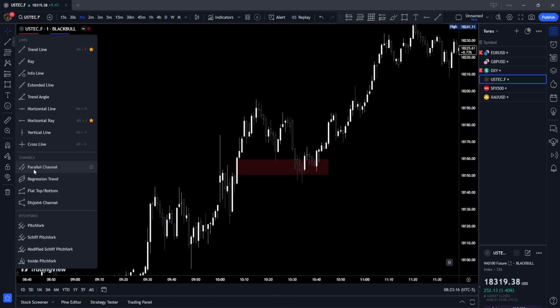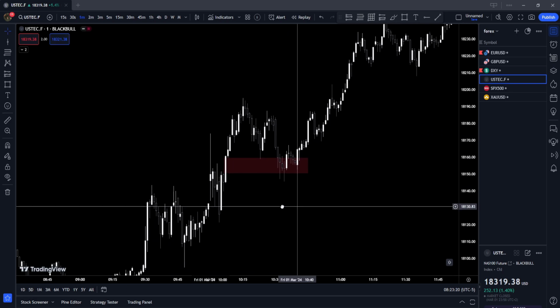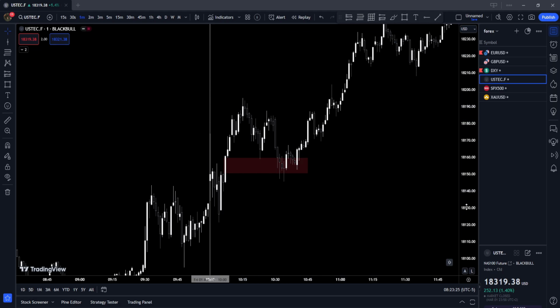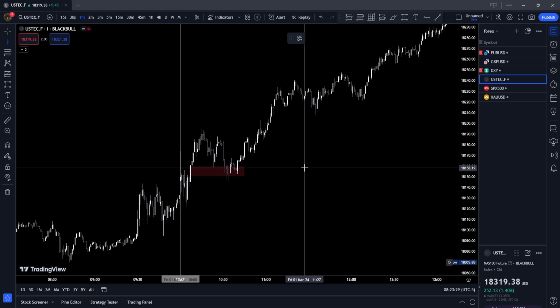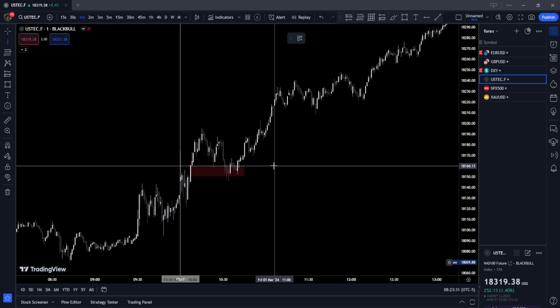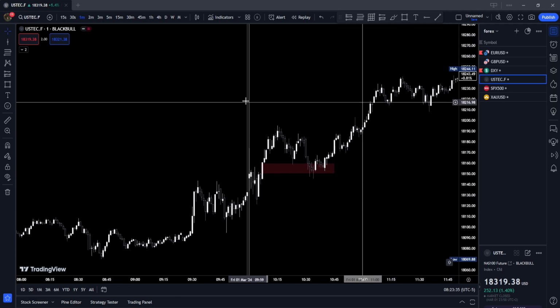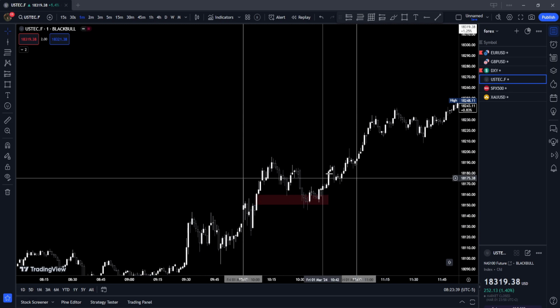So here, as you can see, let's mark out our 10 a.m. This is an AM session Silver Bullet, guys. I'm mainly going to talk about the AM session Silver Bullet. If I trade, that's what I'm mainly trading. So let's mark out 10 a.m. and 11 a.m. This is the time box that we are trading.